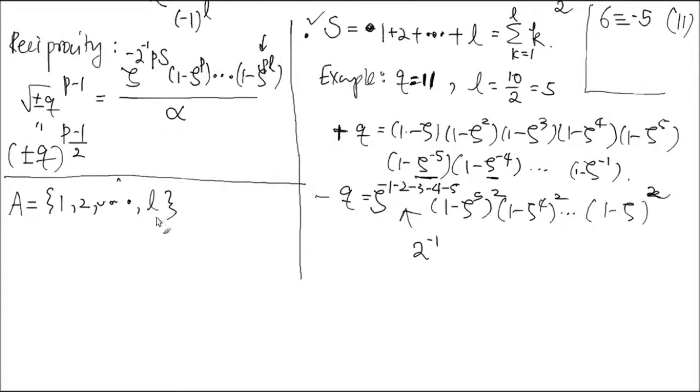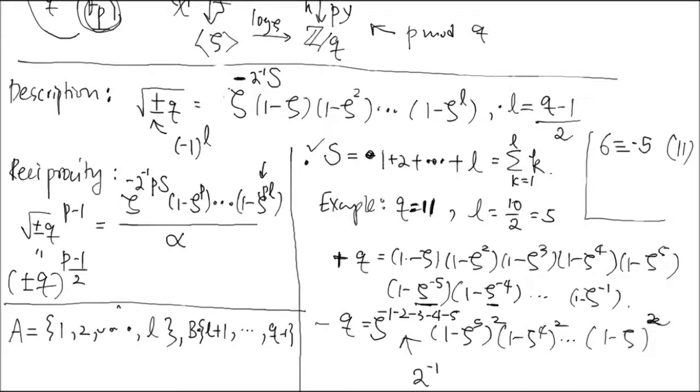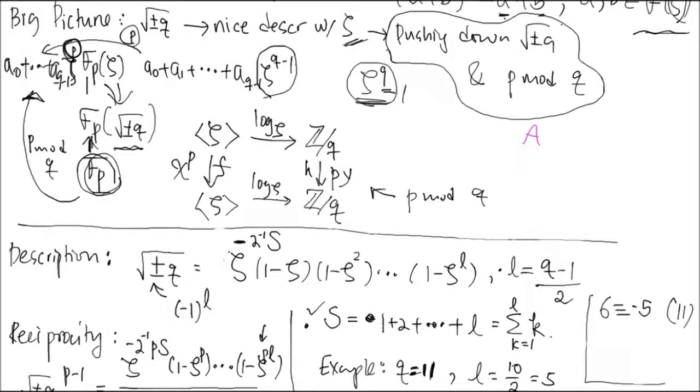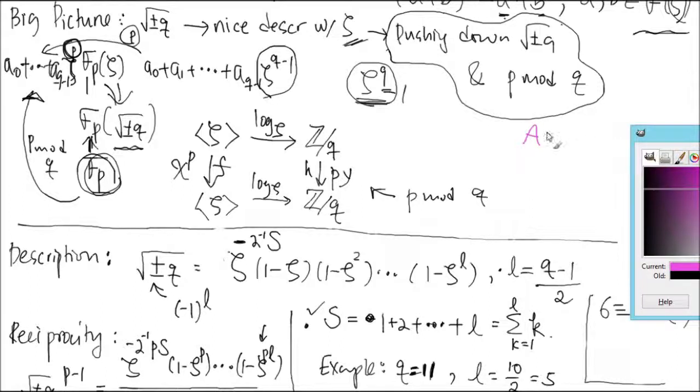Let's see if that makes sense. I collected the exponent, 1 through L. Those are the exponents. The next thing I do, B is the rest of the part. B is L plus 1 all the way up to the last number in this residue system mod Q, which is Q minus 1. So together with A and B, we have this complete system in here. A union B makes the complete Z mod Q system. Does that make sense?